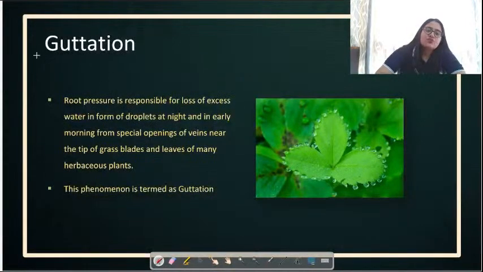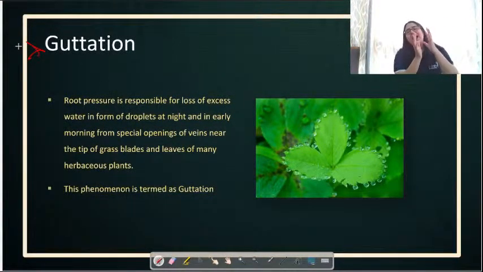Next thing, my students, is guttation. So this phenomenon is because of the root pressure. The effect of root pressure can easily be seen in plants, especially the ones which are herbaceous or small in size. You can see the effect of root pressure specifically in early morning or at night, where you can see water lost in the form of droplets.